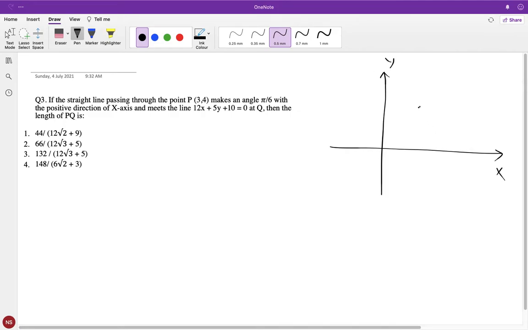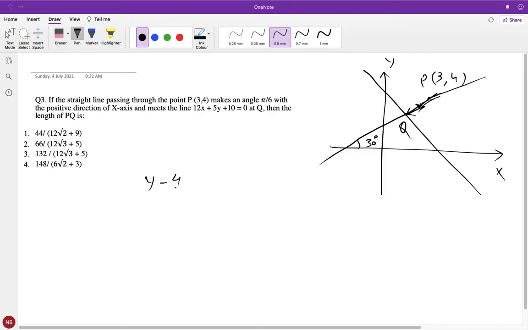We have a point P (3, 4). It makes an angle of pi by 6, or say pi by 6 is 30 degrees, with the positive direction of x-axis. It intersects some line like this. This is P. It meets this line at Q, then length PQ is what is being asked. I don't know what this is. This is a class 10th question.